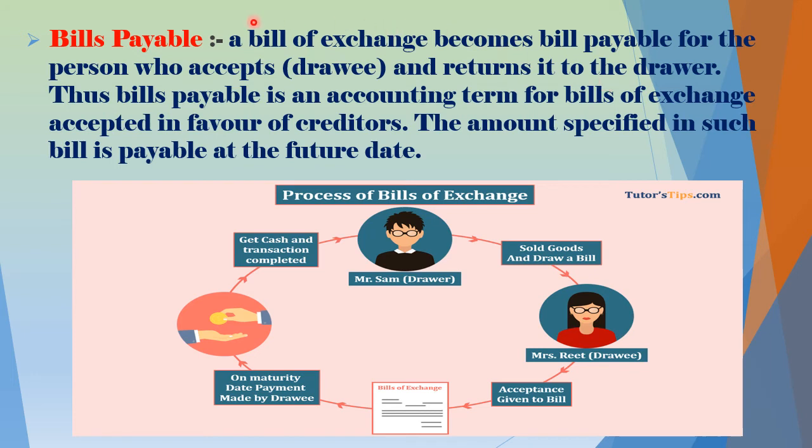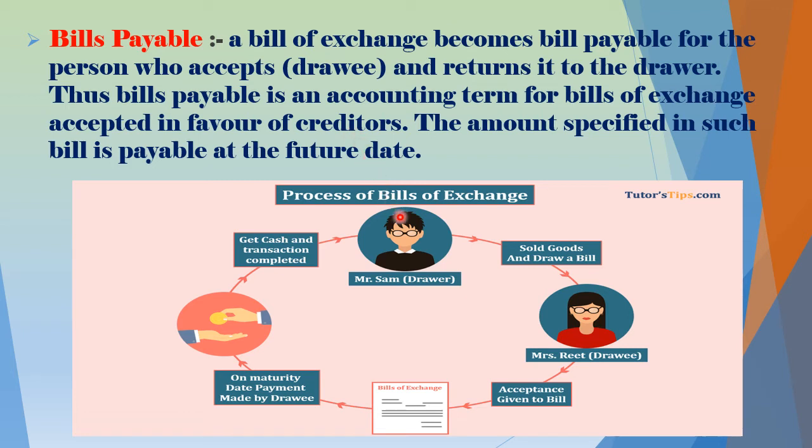So for him it will become bills payable, and for Vikas, who was the drawer of the bill, it will become bills receivable. Thus, bills payable is an accounting term for bills of exchange accepted in favor of creditors. Here the creditors are the ones who give you goods or services on credit. So here Nishchay accepts the bills receivable as bills payable in favor of the creditor Vikas.